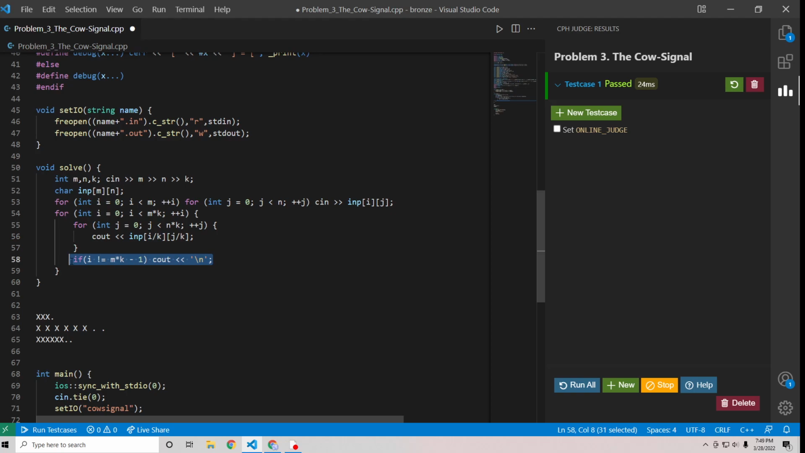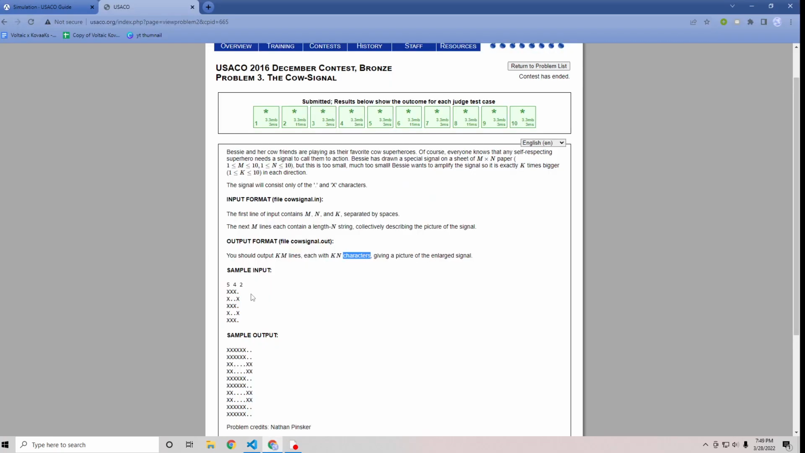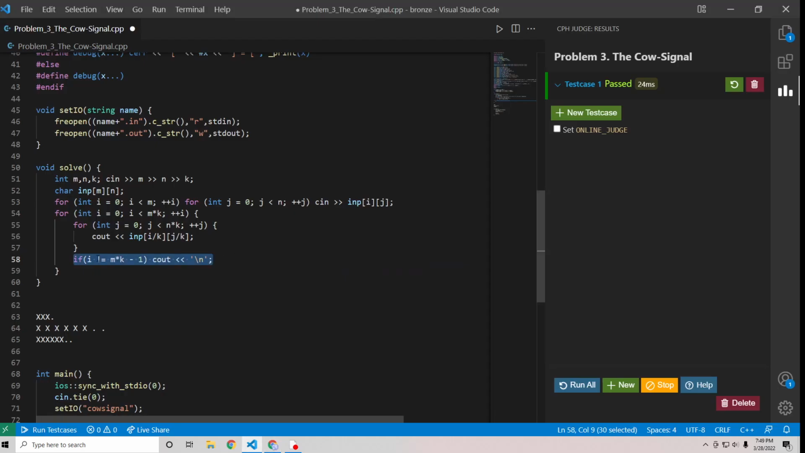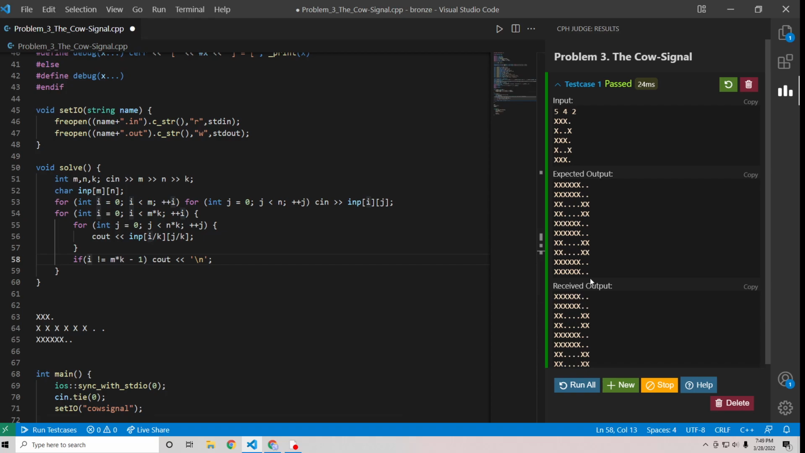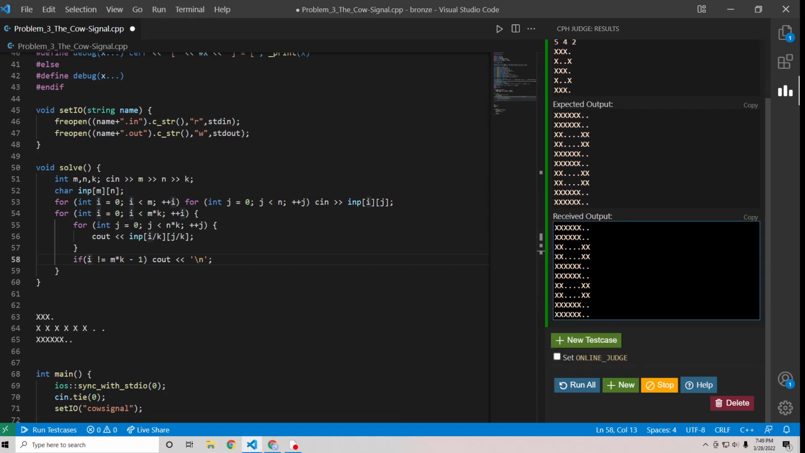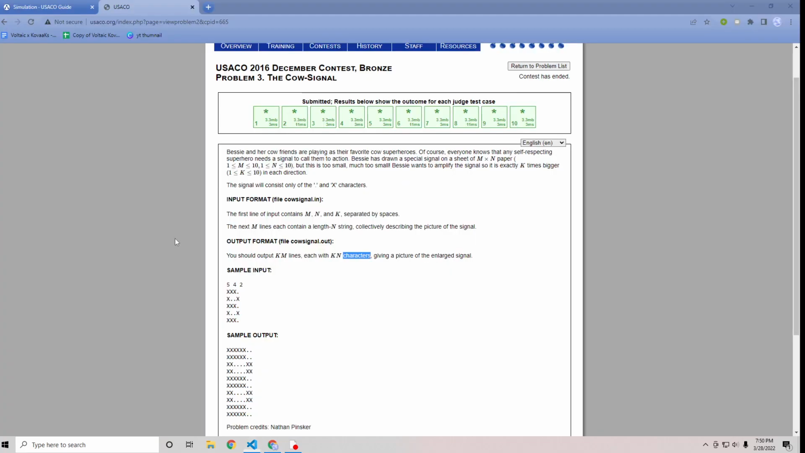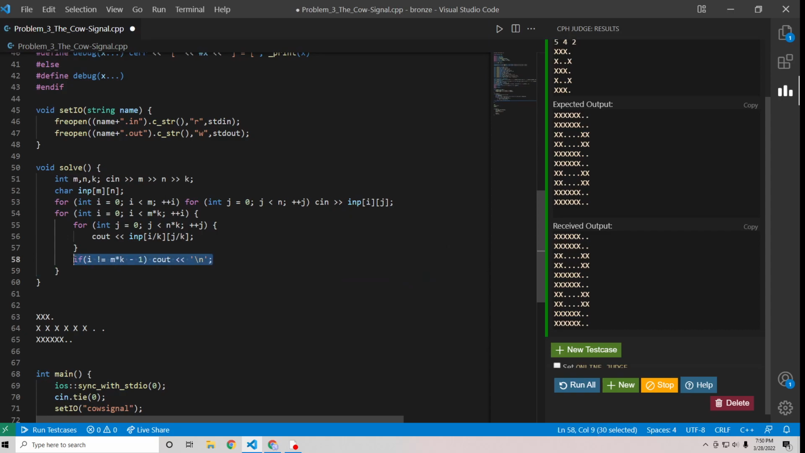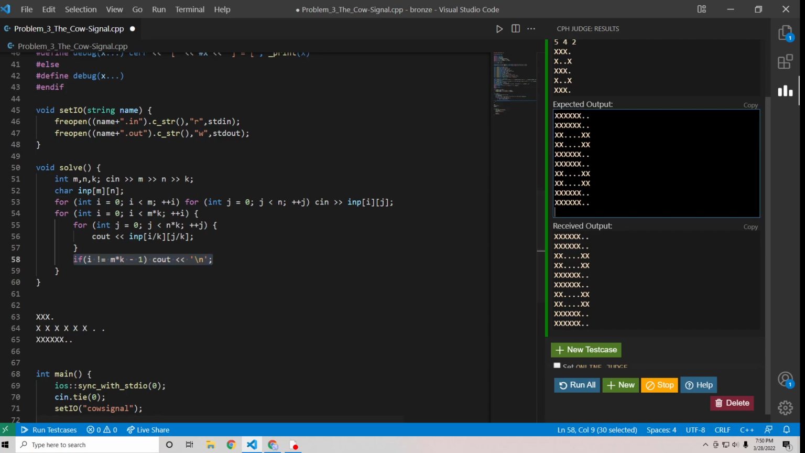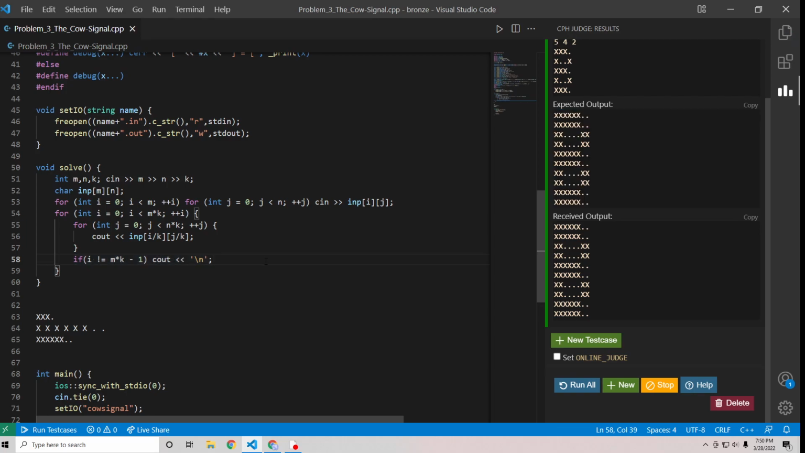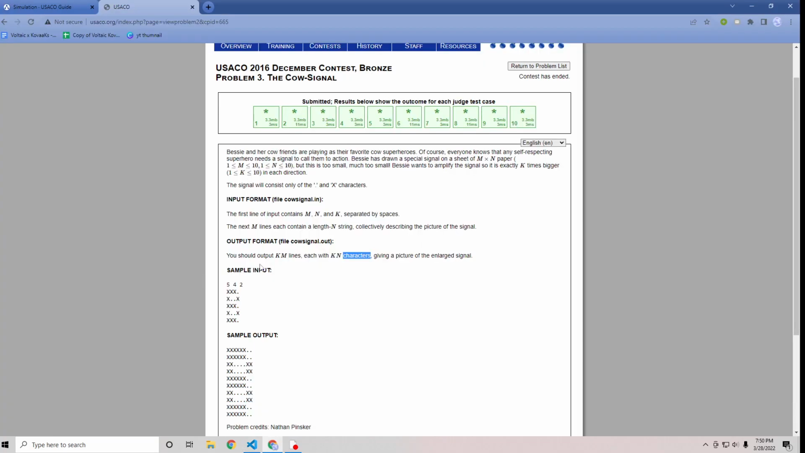And then this line, I'm not sure if it's needed, but the problem did specify that we should output KM lines with KN characters. If we don't have this, then in the end we would have this output with a newline at the end, which is not what we want. So this is just being a bit pedantic and making sure that we have exactly M times K rows and N times K columns. And yeah, that works. So voila.